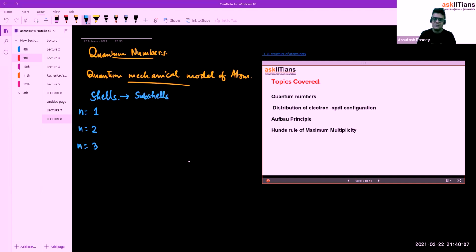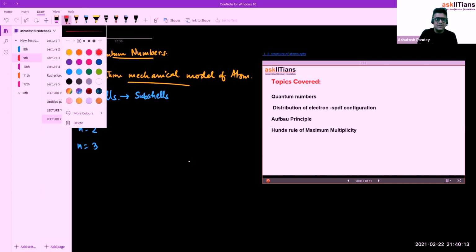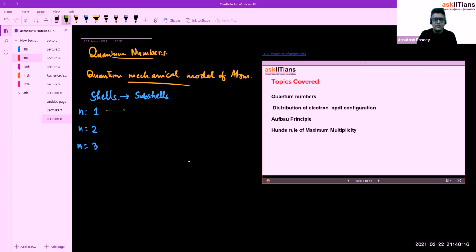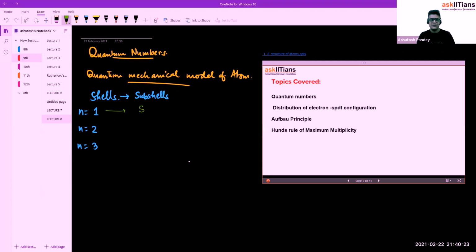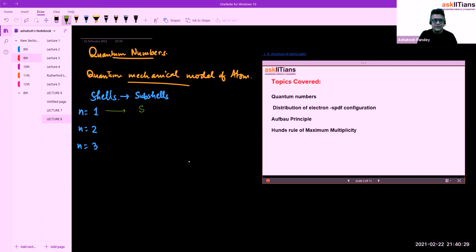If let's say n is equal to 1, it means the first orbit, and it will have only one subshell, the s subshell. If n is equal to 2, that is the second shell of the atom, it will have two subshells, s and p subshells. And if n is equal to 3, how many subshells will this shell have? 3. Very good. So s and then p and then d. Similarly, we will have the next shell, and then higher subshells and all.